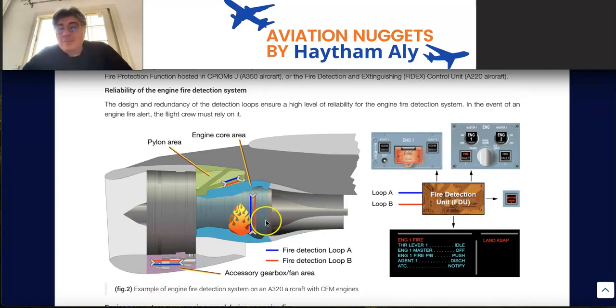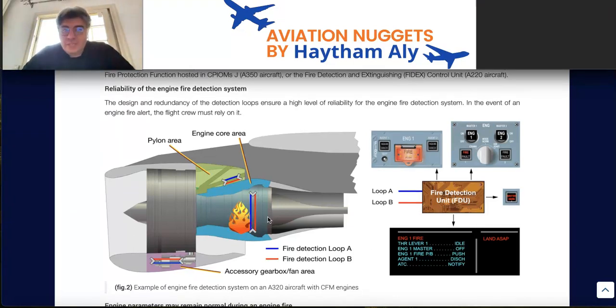Okay, maybe the turbine is not mentioned as a sensitive area of the engine, so the turbine area doesn't have fire detection loops, because in the turbine, yes, we may have a high temperature in that area, but there is no flammable fluid duct running in that area.